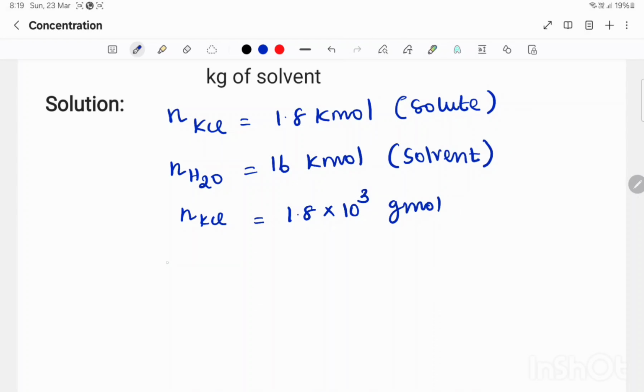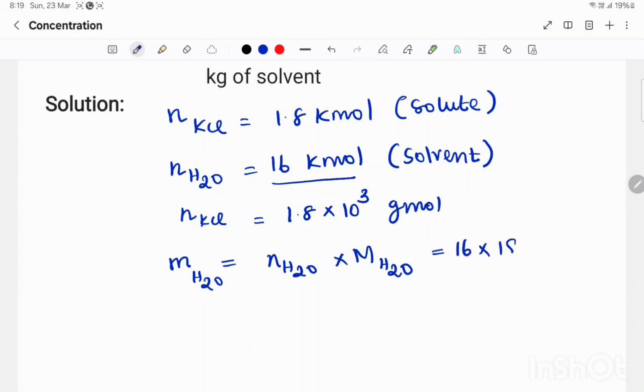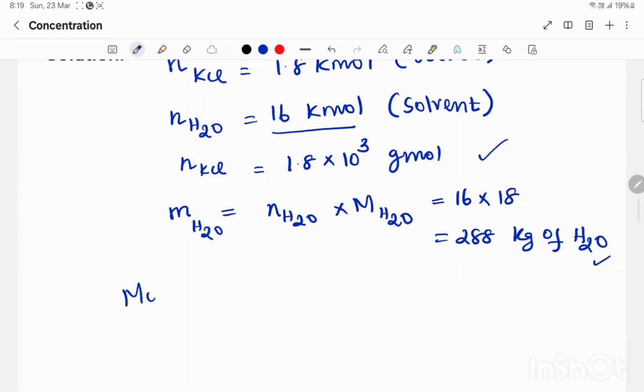Then we need to calculate the kg of solvent. The kg of solvent is nothing but the mass. The mass can be calculated by number of moles of water into molecular weight of water. The number of moles of water given in the problem is 16. So 16 into 18 is equal to 288 kg of water. Now we have found the number of moles of KCl, that is solute, and the mass of water. So let us now calculate the molality.